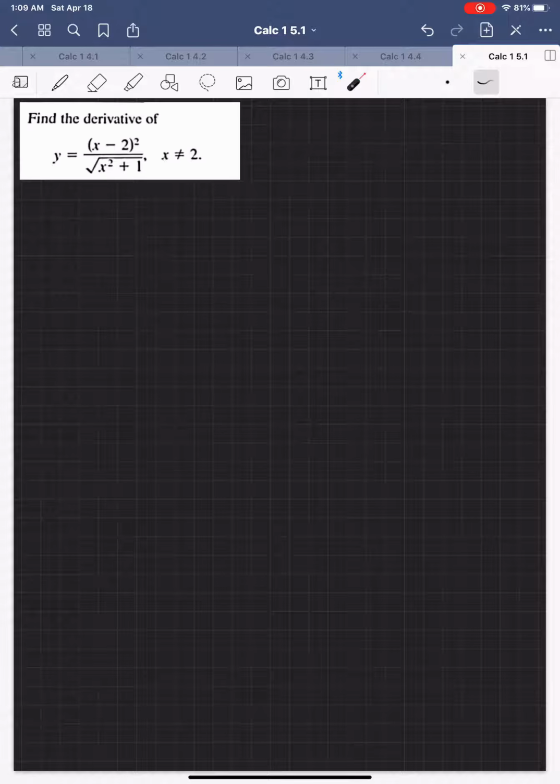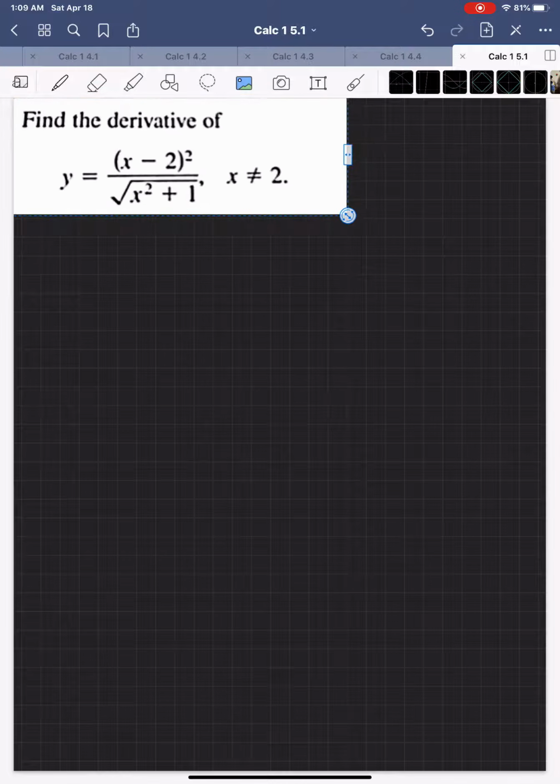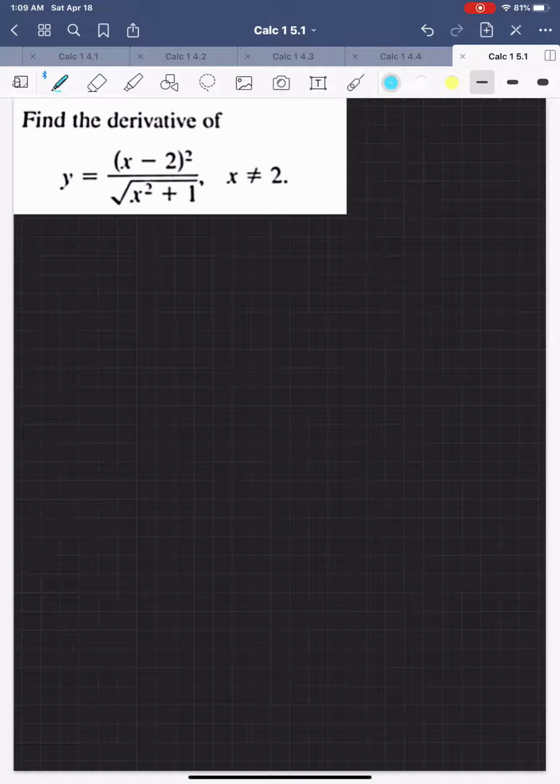All right, now notice in this example, and this is a very, very good example of how you can start to use your log rules. You really should have this in your pocket.